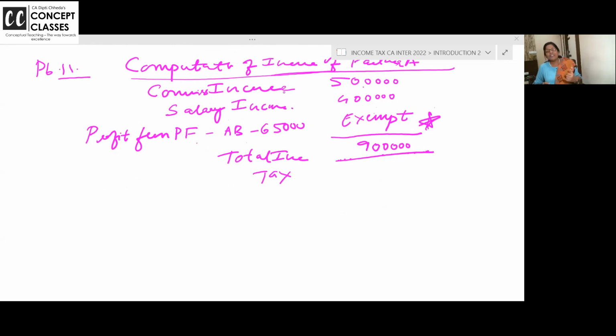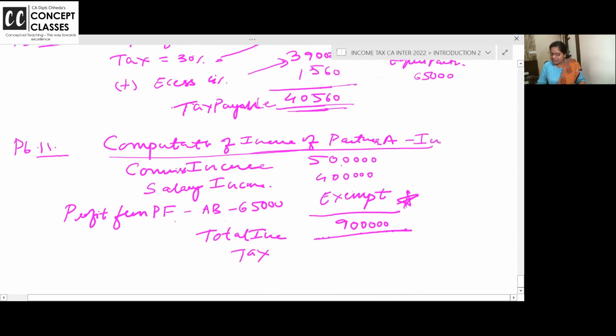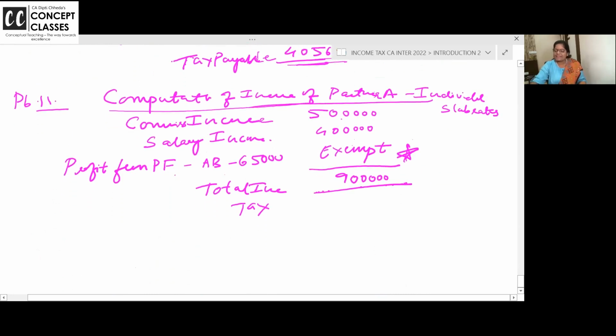No, then you are rushing. Partner A is an individual, so you will not take a flat rate. You are trying to say 30% on 9 lakh, 270. No, the flat rate is for the partnership firm. Partner A is a living individual. He will pay the tax according to slab rates. Calculate. I'm here only, you all do it. If there is any doubt, ask.